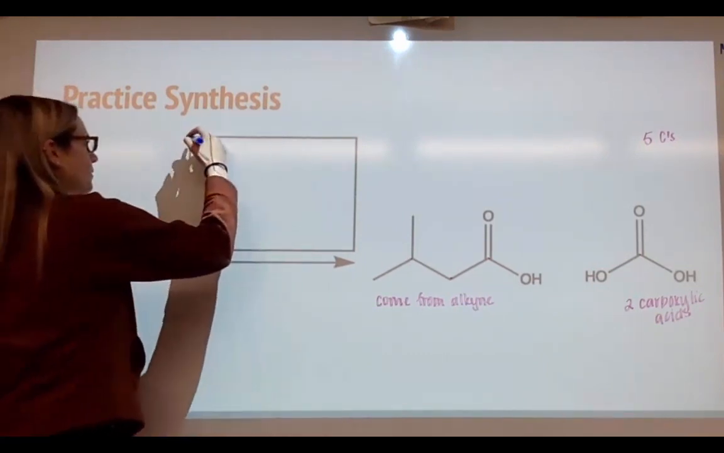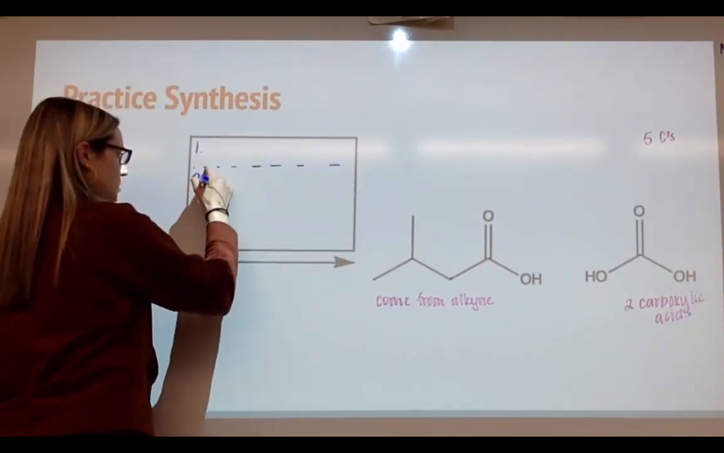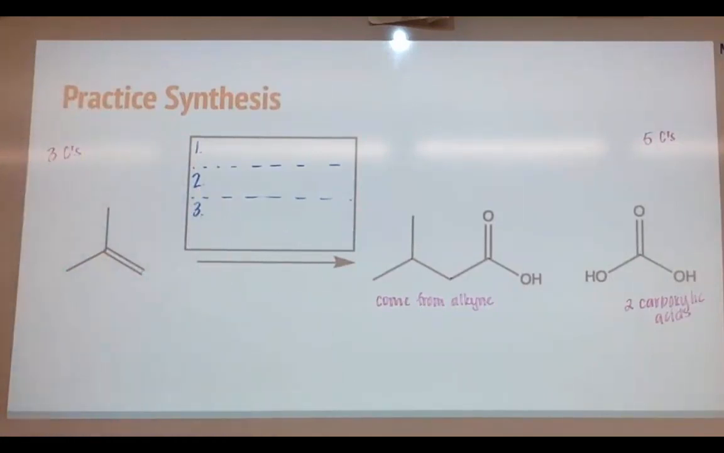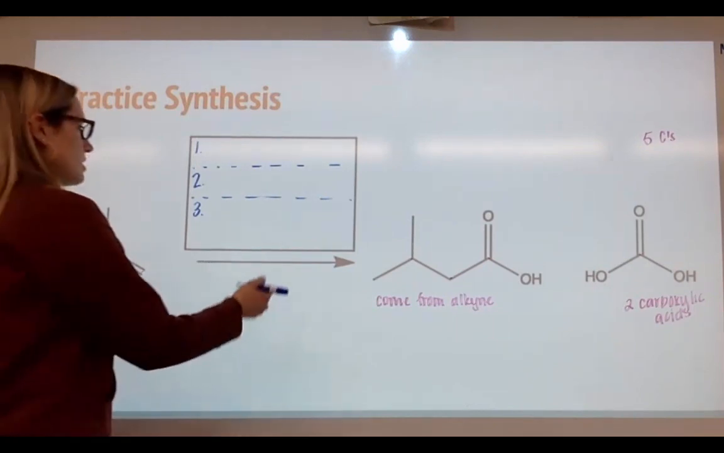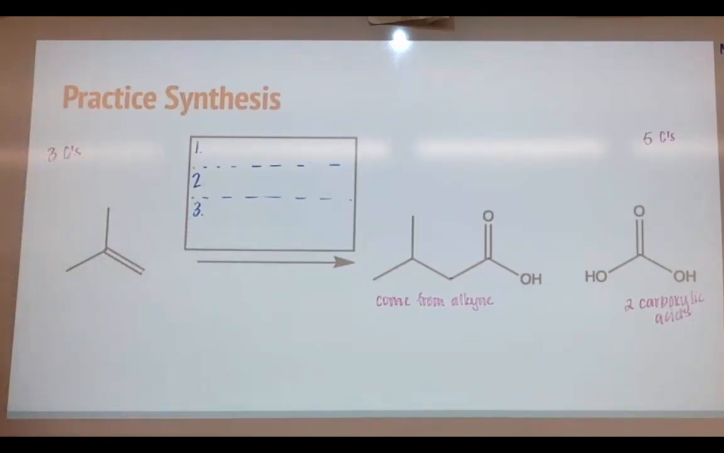So we're going to have 3 steps. Step 1, I'm going to put my dotted line. Step 2, and step 3. So I know that to produce 2 carboxylic acids, this step 3 is going to come from an alkyne. It's going to be one of the cleavage reactions of an alkyne. So now I have to kind of work backwards from there.